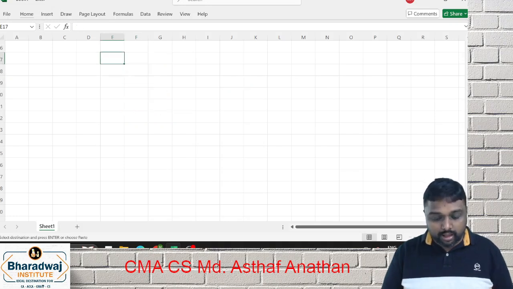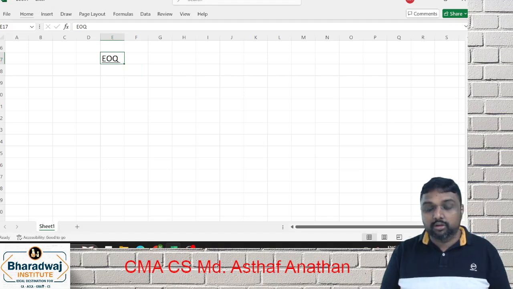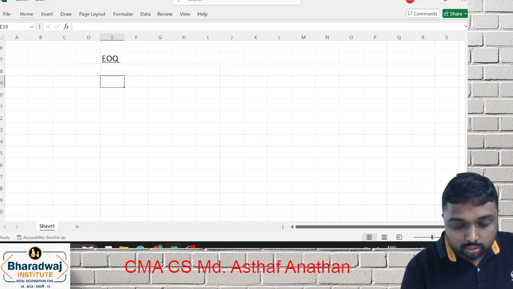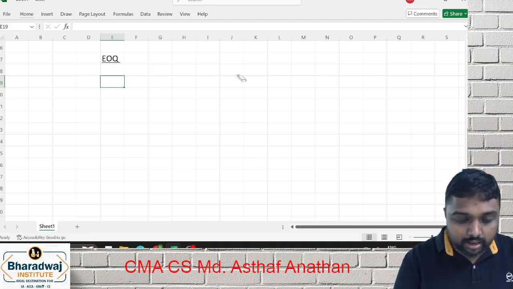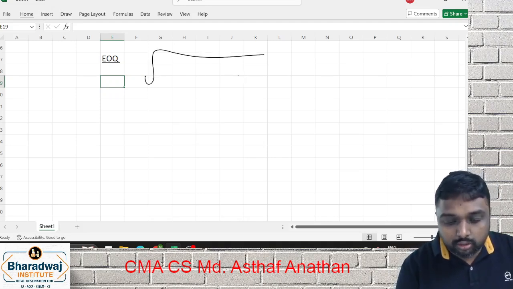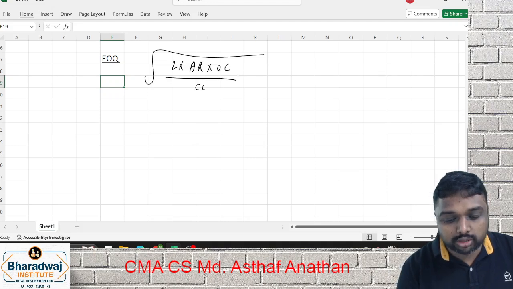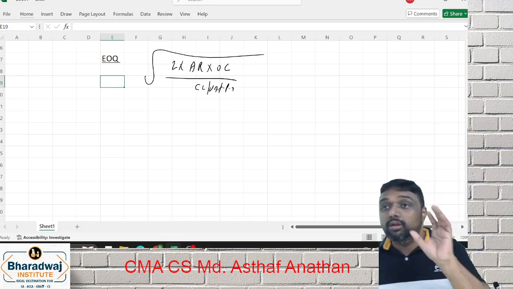See what happened. Some friends mug up the formula for EOQ. They know how to compute the EOQ: the root of 2 into annual requirement into ordering cost divided by carrying cost per unit per annum. Correct? So this is how you get the figure.